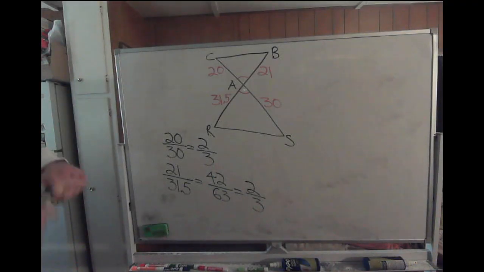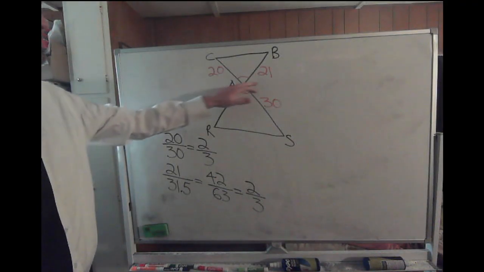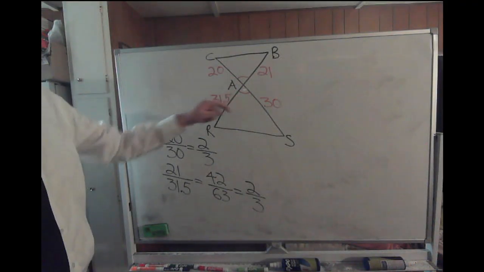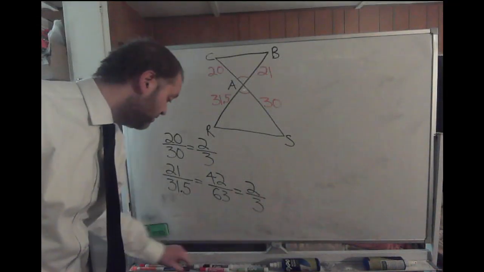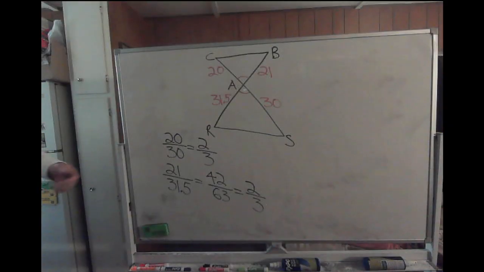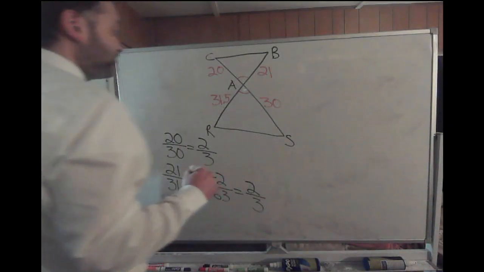So now we have two pairs of sides of these two triangles that are in proportion to each other, and the included angles that are in fact congruent. So these triangles are definitely similar.